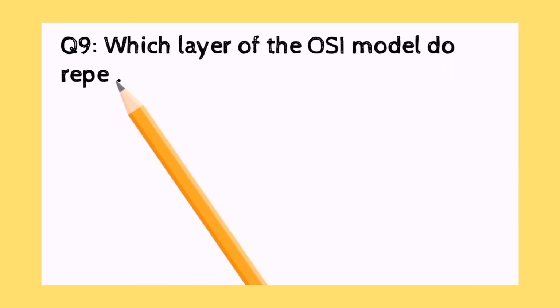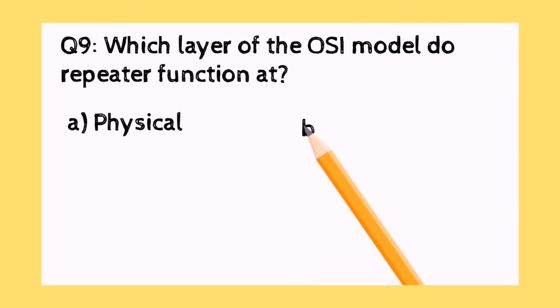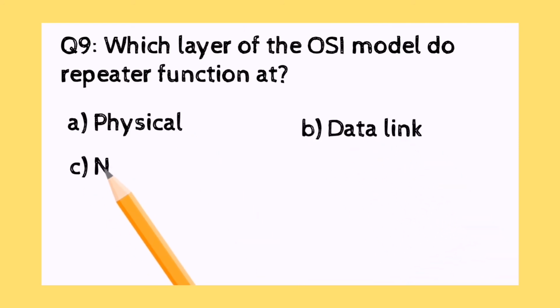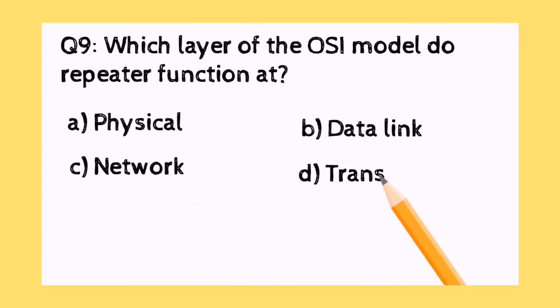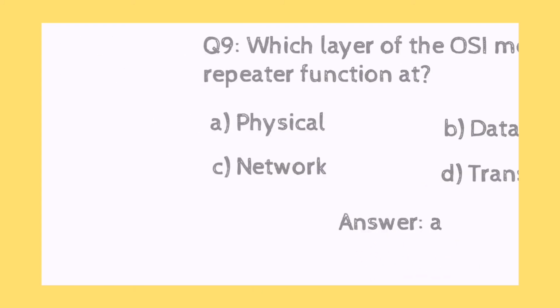Question number 9. Which layer of the OSI model do repeaters function at? A. Physical. B. Data link. C. Network. And D. Transport. So the correct answer is option A, Physical.